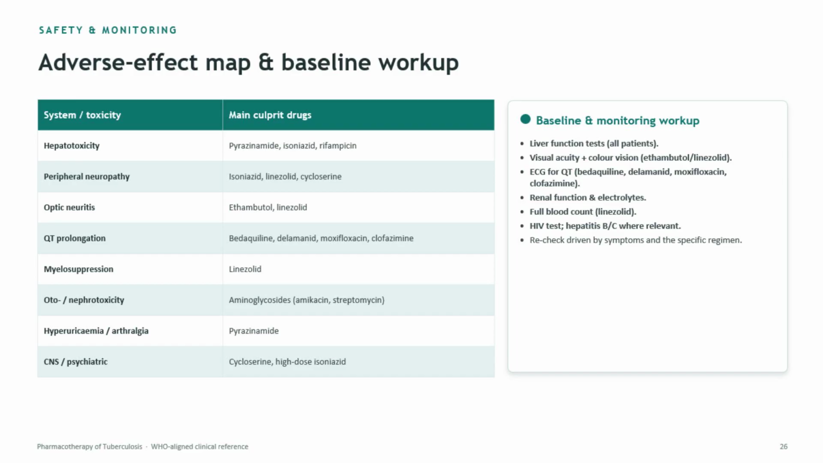So your baseline workup writes itself. Liver function tests for everyone, vision checks with ethambutol and linezolid, ECG when you're using QT prolonging drugs, and blood counts on linezolid. Baseline it, then monitor it.